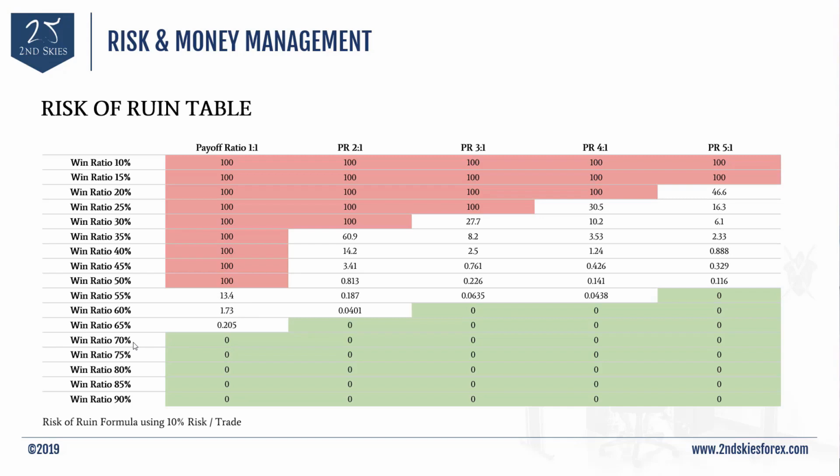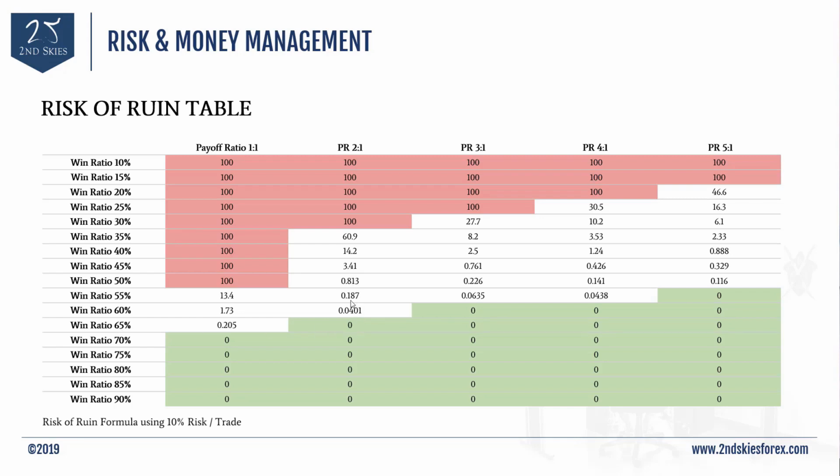So only once you are at 70% accurate do you have mathematically a 100% chance that you will make money with a payoff ratio of 1 to 1. At 2 to 1, you have a little bit bigger window to do that. At 65% accuracy, you're going to make money 100% guaranteed.